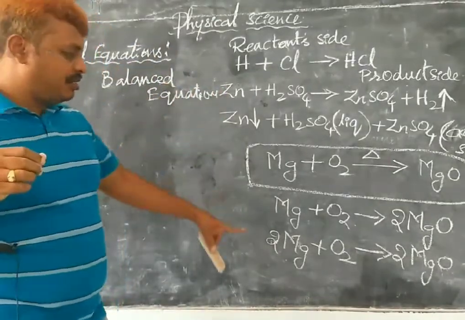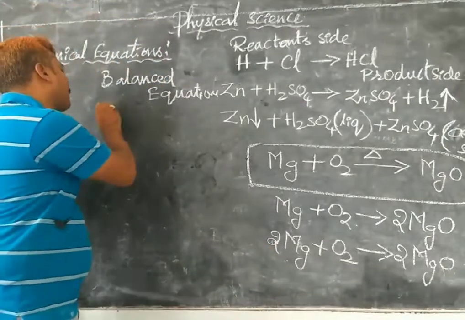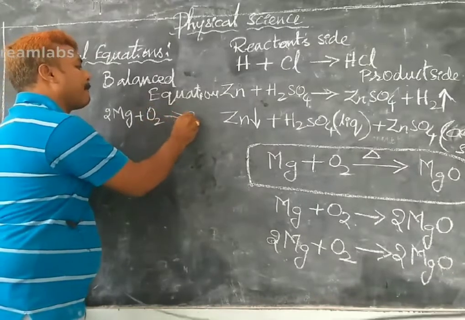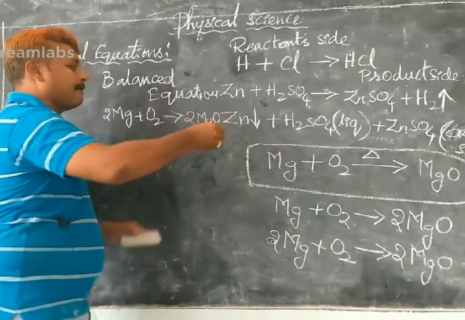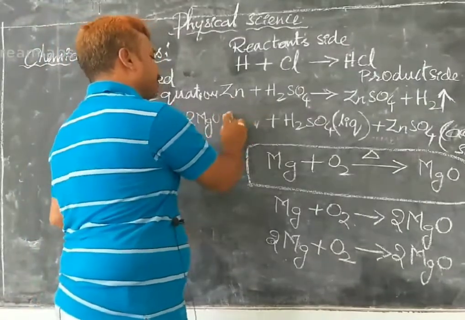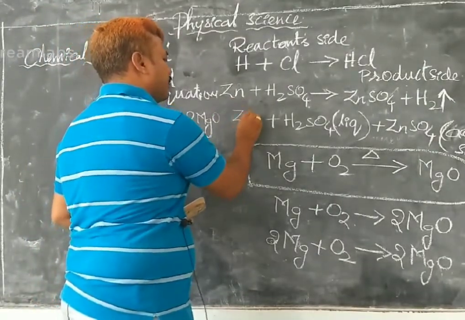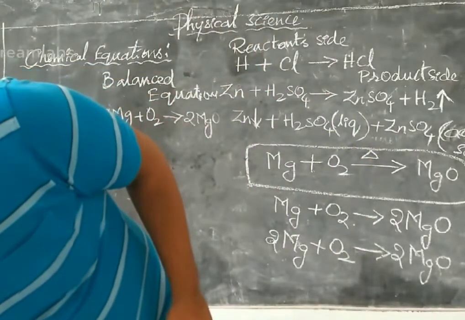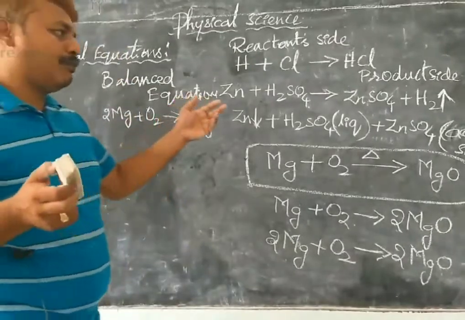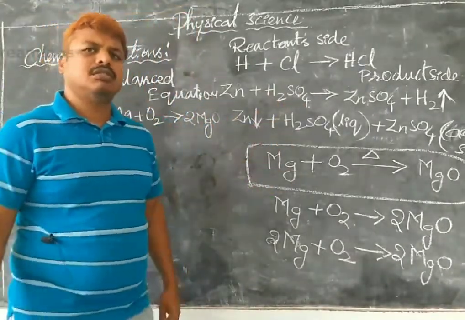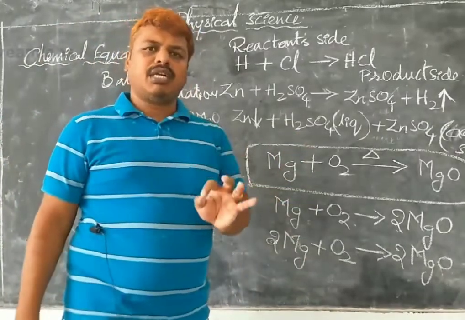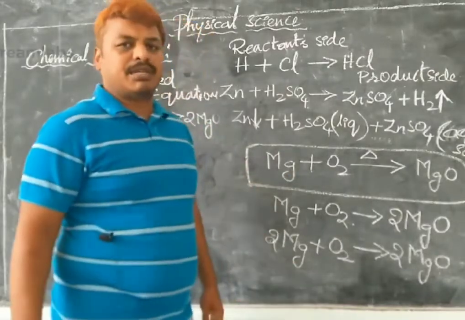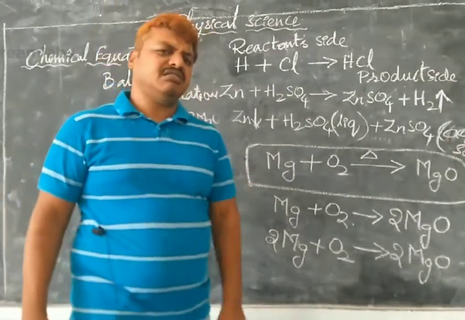So balance the chemical equation. So 2 Mg plus O2 gives MgO. For 2 marks, this is a very important question. Today we have learned one of the very important and compulsory questions, a 2 marks question: balancing of chemical equation. Very simple, very easy.